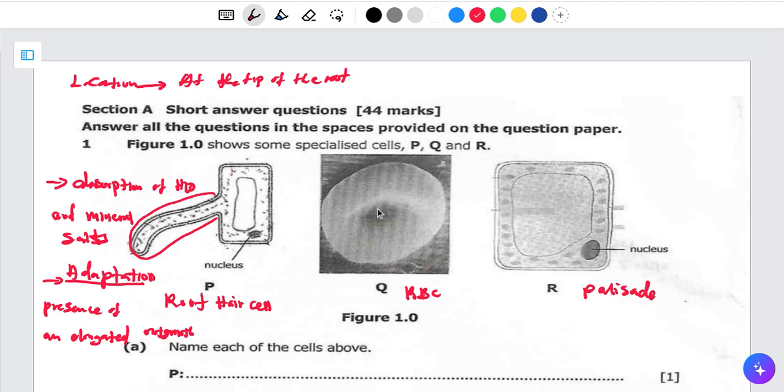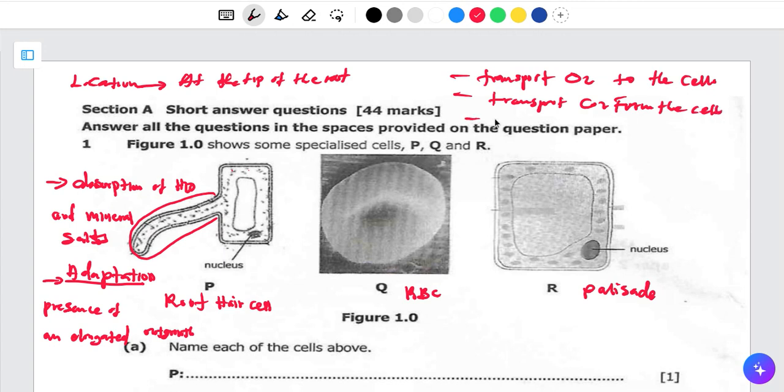In terms of the red blood cell, what is the function of the red blood cell? Number one, it transports oxygen to the cells. Then apart from transporting oxygen to the cells, it also transports carbon dioxide from the cells to the lungs.